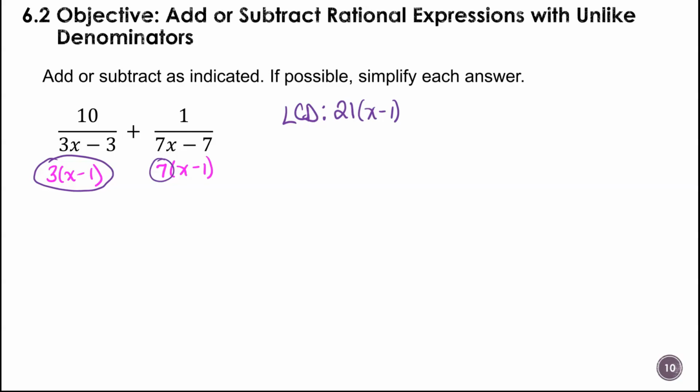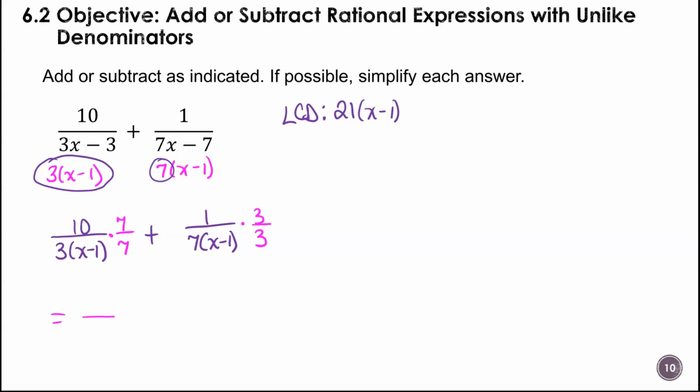Okay, so we're going to rewrite by multiplying by the missing factor. I often call that the missing part, but it's the missing factor. And so for the first expression, we're going to multiply by 7 and 3 on the second expression.